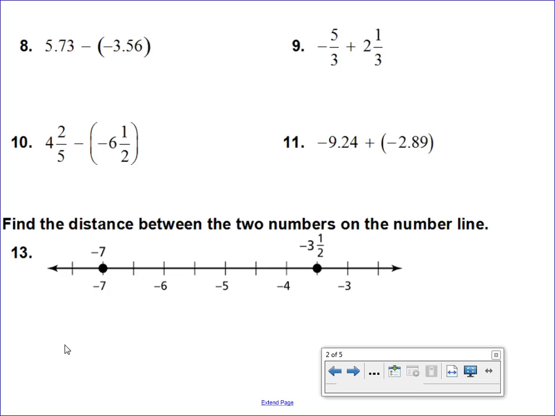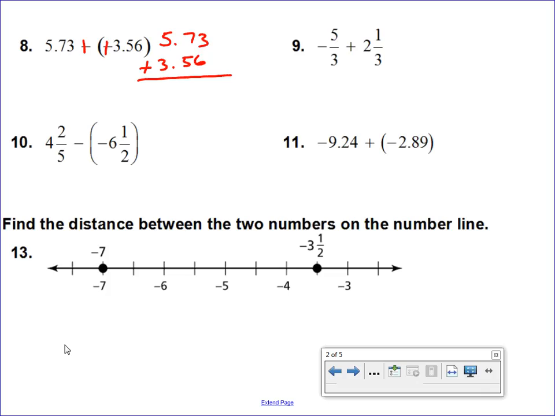Everybody in here by now should be sign switchers, right? Okay? So we should be adding opposites. Okay? We take away negatives, we say that's a good thing. It's just like adding. So this problem is actually 5 73/100 plus 3 56/100. Please make sure when we're adding and subtracting with decimals, we need to line up place values.